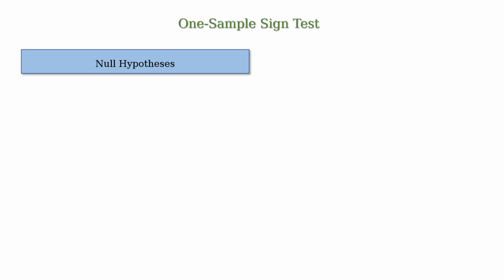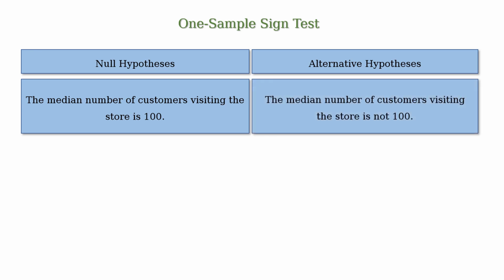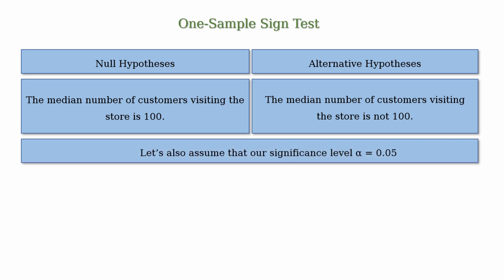Now, let's look back at our example. Our null hypothesis H0 in this case is that the median number of customers visiting the store is 100, and the alternative hypothesis HA is that the median number of customers visiting the store is not 100. Let's also assume that the level of significance is 0.05.